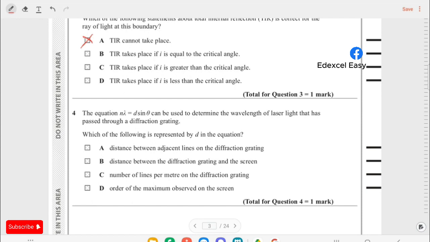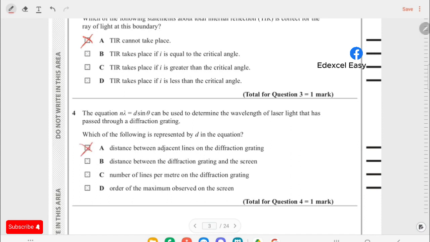We know the small d represents the distance between two adjacent lines on the diffraction grating, and there was another D included in this equation. Sorry, capital D was for the distance between the diffraction grating and the screen, right? So these are the two distances, capital D and small d. So we can understand that option A would be the correct answer, right?